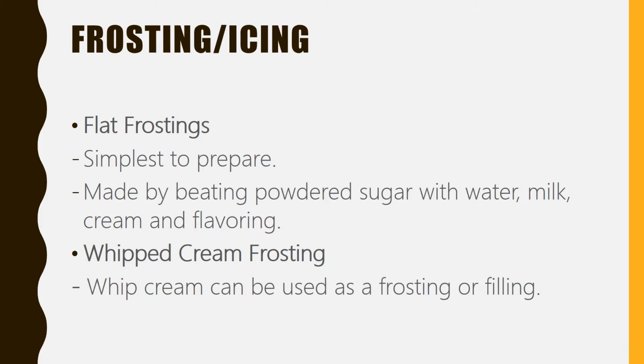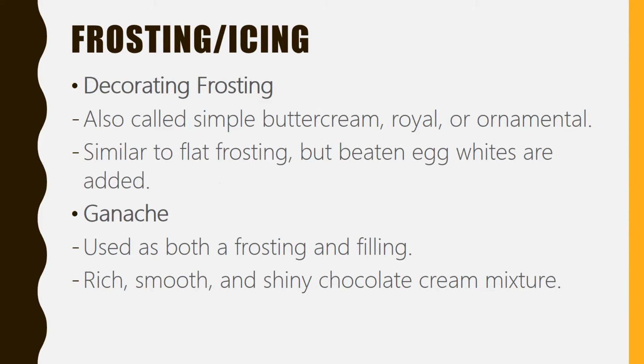Whipped cream frosting. Whipped cream can be used as a frosting or even filling. Cocoa or fruit purees can be added to color and flavor the whipped cream. Decorating frosting. Decorating frosting, also called simple cream, royal, or ornamental frosting, is traditionally used for decorating wedding cakes. It is similar to flat frosting, but beaten egg whites are added to impart a firmer structure to the icing when dried.